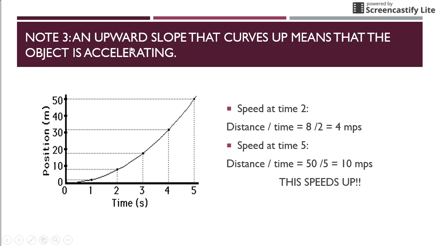Note number 3. An upward slope that curves up means that the object is accelerating. It's increasing its speed over time. And I can prove that by taking the speeds at some times on the graph. So I know my speed at time 2: its distance was 8, and its time was 2, so its speed, 8 divided by 2, is 4 meters per second. If I go to the speed at time 5, its distance was 50, and its time was 5, so speed is distance divided by time, 50 divided by 5, which was 10 meters per second. So this shows that it is speeding up.